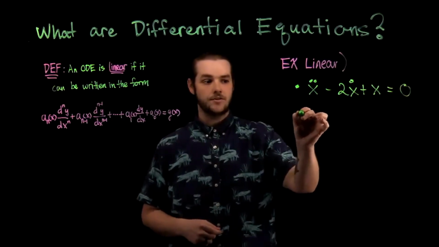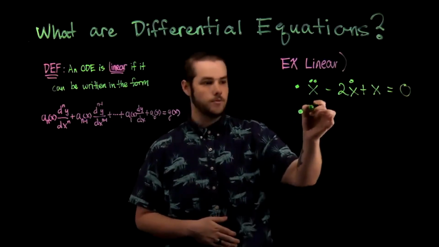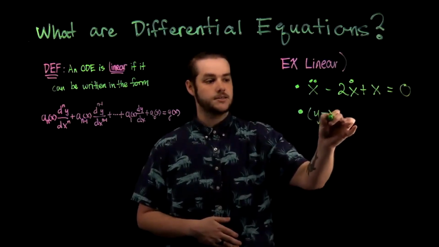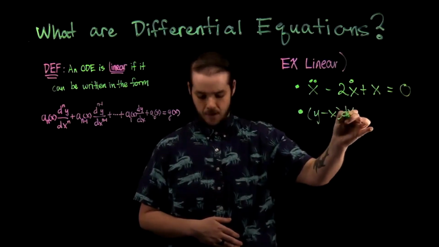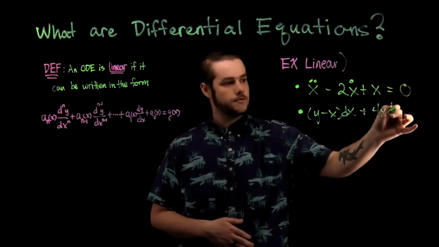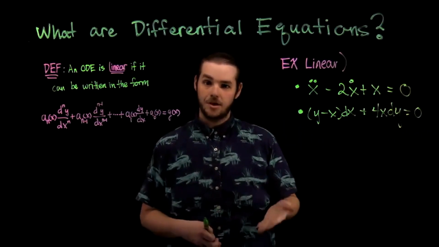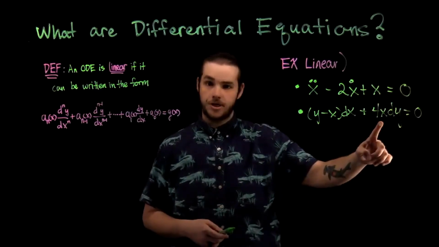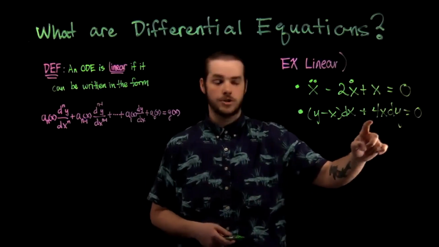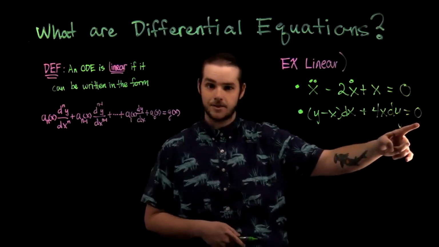Let's take a look at another less obvious example. If I have something of the form (y minus x) dx plus 4x dy equal to 0. Now, immediately you might look over here. I've got no derivatives over here, only x's, right? So that's good to go. The right-hand side is good to go.